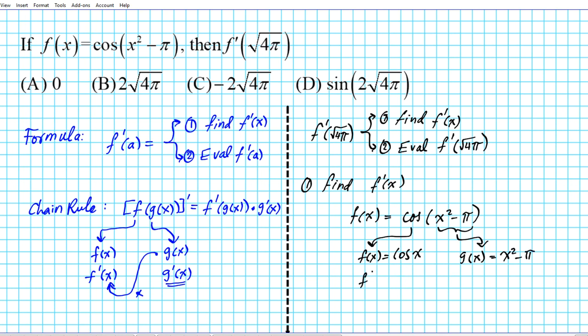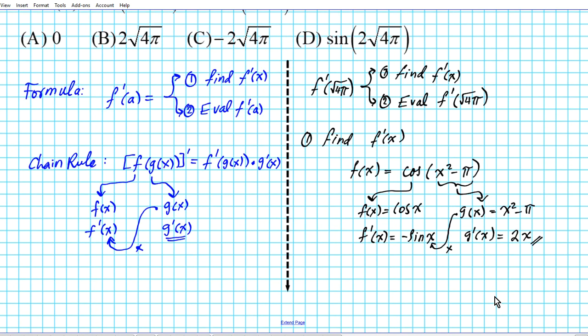Alright, so we differentiate both. F prime of x, derivative of cosine is negative sine. And then the derivative of x squared minus pi is 2x. Alright, so we're going to evaluate the derivative at the inner function. So the derivative of the outer evaluated at the inner, basically plug in the inner function into the derivative of the outer and multiply the answer by the derivative of the inner function. Alright, so this will help us determine what f prime is.